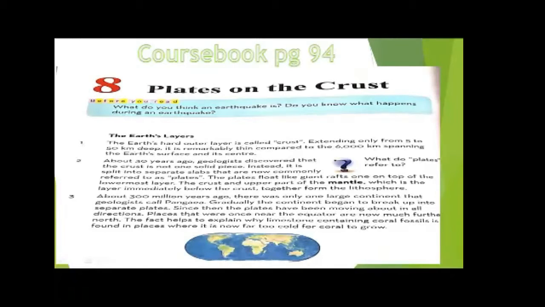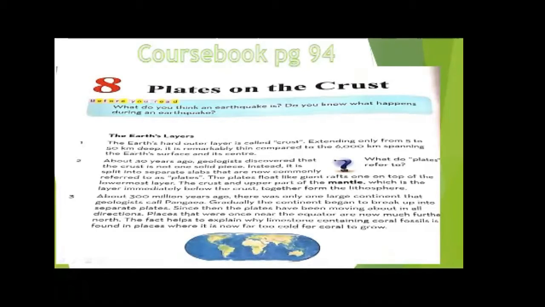So I'll come to para 3. About 300 million years ago, there was only one large continent that geologists call Pangaea. Gradually, the continent began to break up into separate plates. Since then, the plates have been moving about in all directions. Places that were once near the equator are now much further north. The fact helps to explain why limestone containing coral fossils is found in places where it is now far too cold for coral to grow.